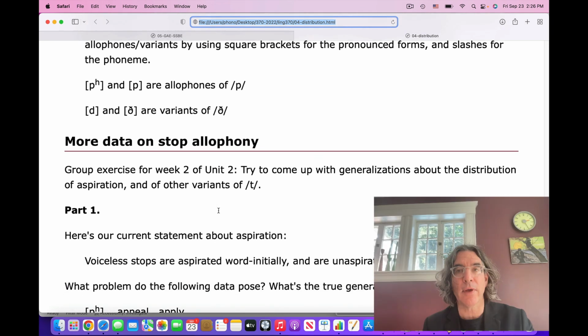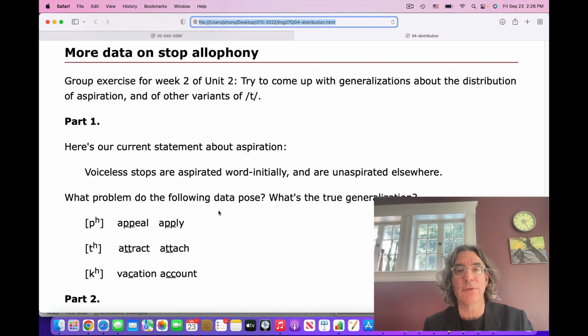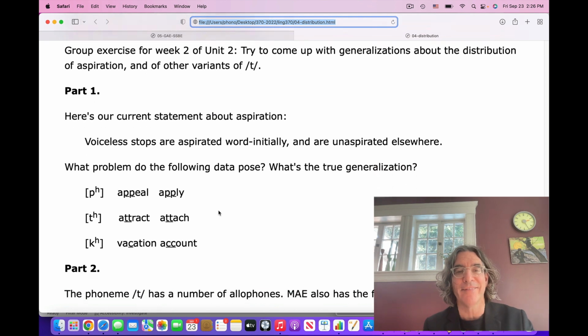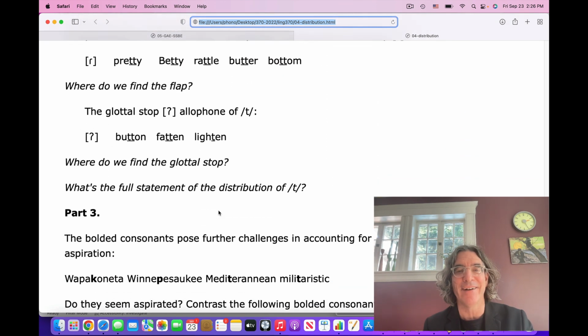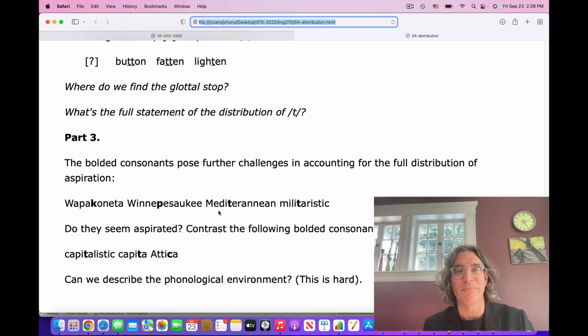Okay, the rest of this web page consists of a group exercise for the second week of this Unit 2. So for next week, if you're watching this in week 1, we're going to work more on stop allophony and get into the nitty-gritty of English stop allophony.